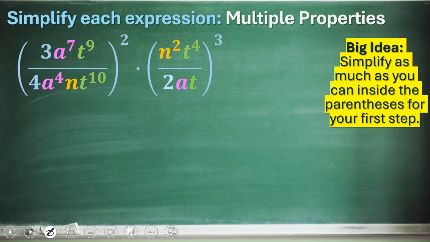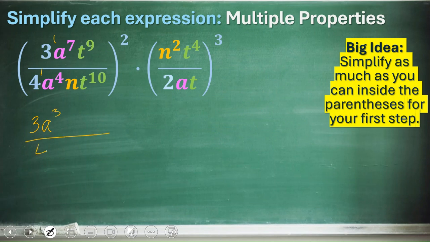And we're going to go ahead and I'm going to start with the first fraction. We have 3, and then I'm not doing the power on power property again. I'm going to simplify what's inside the parentheses first. So I have 3, and then a to the 7th divided by a to the 4th becomes a to the 3rd. Remember, we subtract those exponents.